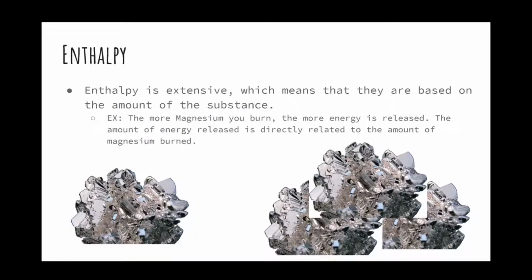Enthalpy is what's called an extensive property, and what that means is that the amount of energy that is released or consumed during a reaction is based on the amount of the substance. So, for example, I have some magnesium clumps here, and hopefully this makes sense, but the more magnesium you burn, the more energy will be released. So if we have a small amount of magnesium, a small amount of energy will be released. However, the more magnesium you have, the more energy will be released. So that means that enthalpy is an extensive property. It is dependent on the amount of the substance.